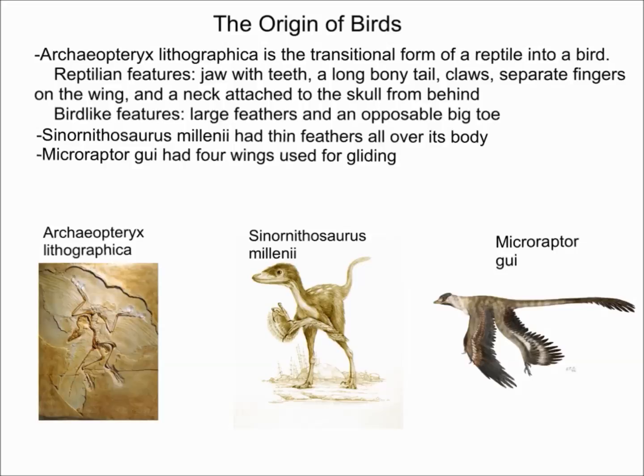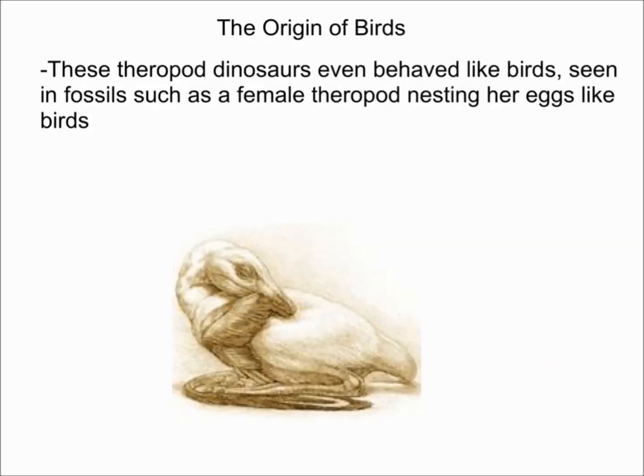Another fossil of a reptile-bird intermediate called Sinornithosaurus millenii, the second image, had thin feathers all over its body, while the Microraptor gui, the third image, had 4 wings which were probably used for gliding. These theropod dinosaurs even behaved like birds, seen in fossils such as a female theropod nesting her eggs like birds, as in the image below.